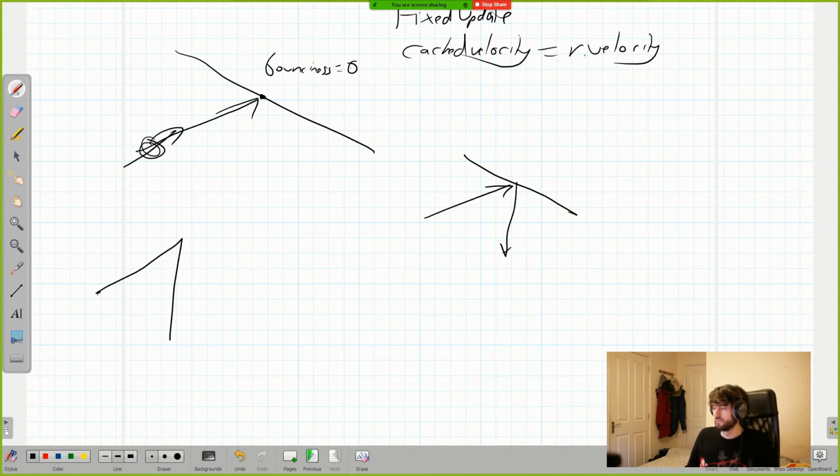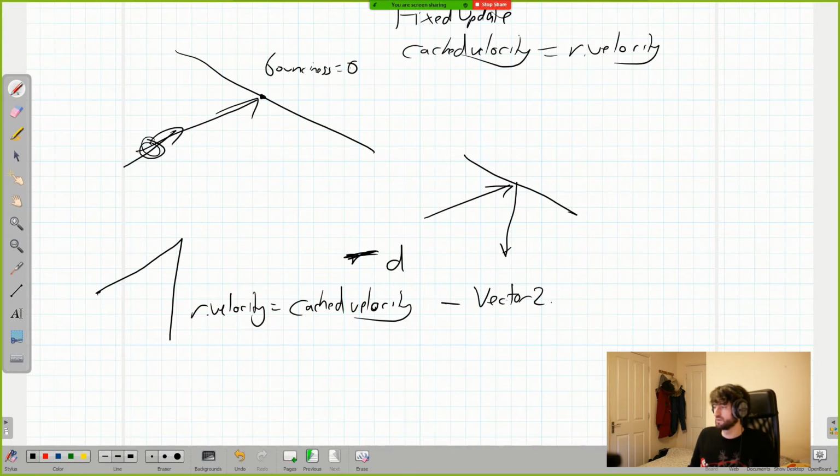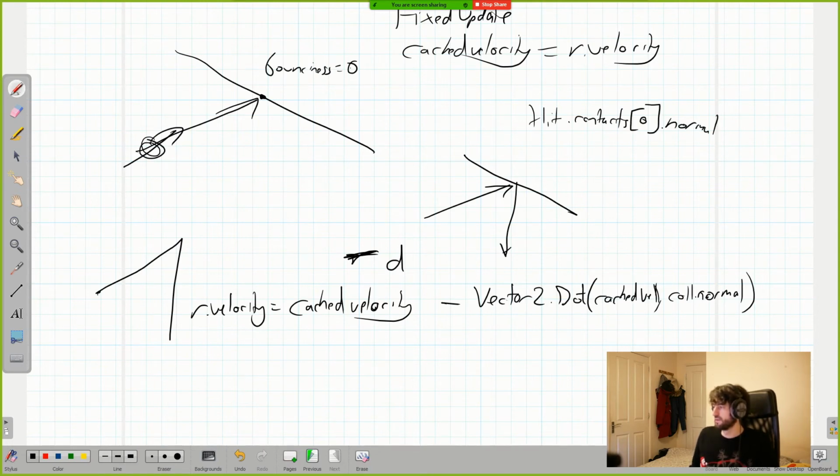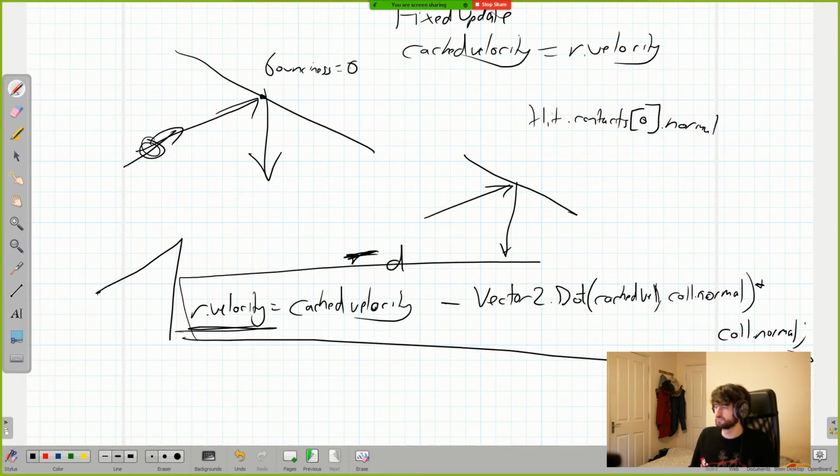Well, you can say, okay, my previous velocity, cache velocity, my new velocity is equal to my cache velocity, so d, minus the vector 2 or vector 3, depending on if you're working 3D or 2D, doesn't really matter, dot between your cached velocity and the normal of the thing you hit. So, col.normal. Obviously, you need to get the point of the hits, like hit dot context dot of 0 dot normal. You dot these together and then multiply it by col.normal, then your velocity will reflect. This formula will reflect things for you.